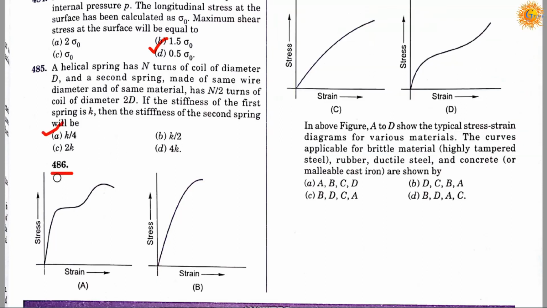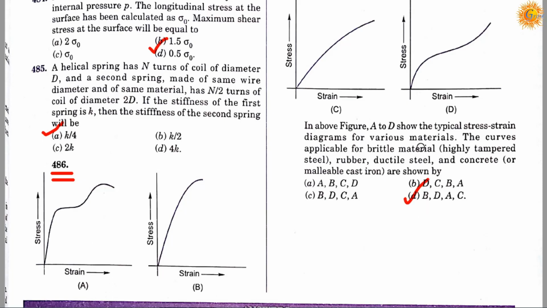Question number 486. You can see the 4 different graphs between stress and strain, and in above figures A to D show the typical stress strain diagram for the various materials. The curves applicable for brittle material, highly tempered steel, rubber, ductile steel, and concrete or malleable cast iron are shown by which option? So it will be D.